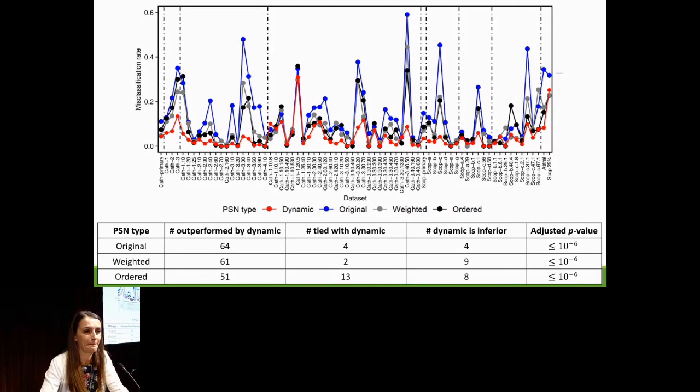Hi, thanks for the talk. I was wondering, these ordered PSN models, shouldn't they already include some information about the dynamicity of the protein synthesis? Because if you know the order of the amino acids, you know in which order they are added to the nascent protein.